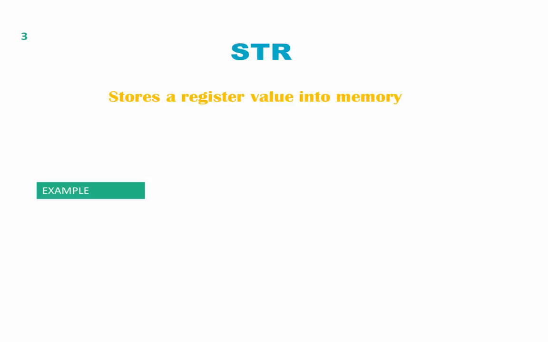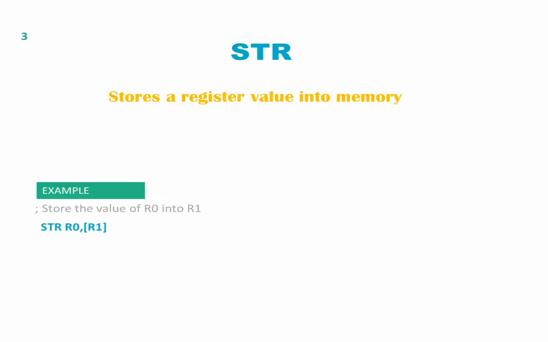Let's look at this other one. This is the store opcode, and what this does is that it stores a register value into memory. An example of this is store R0 R1. It stores the value of R0 into R1. Can you tell the difference? There is a bit of difference. It looks quite similar to the load.